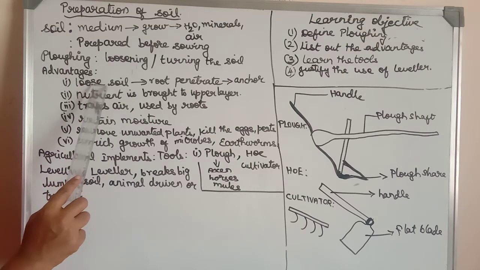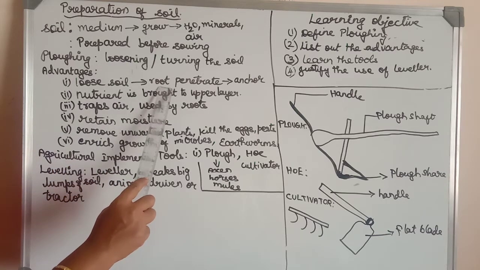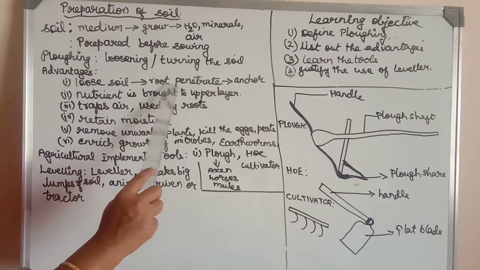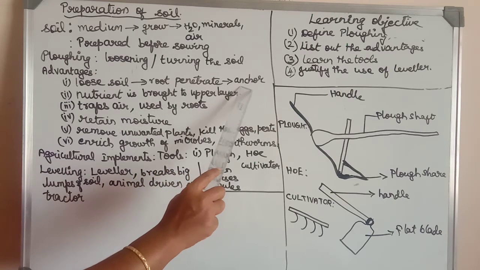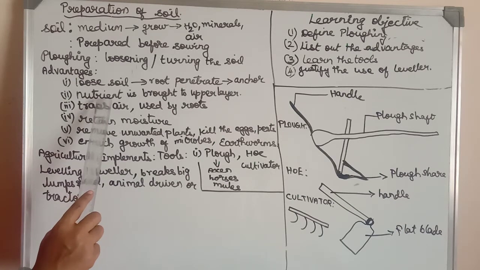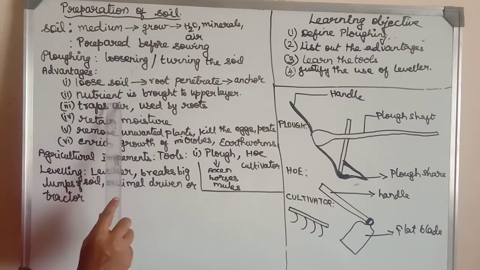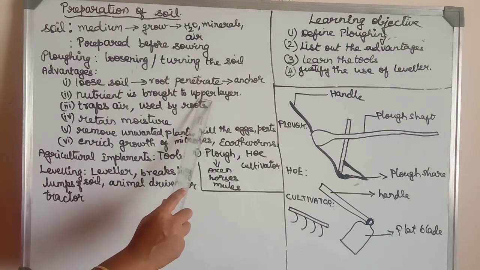Once you plough, the soil becomes loose. As a result, when the seedling grows, it allows the root to penetrate deeper. So, it can hold to the soil tightly. It can anchor to the soil tightly. The second point is, it brings the nutrients to the upper layer where, you know very well, the roots absorb the nutrients from the upper layer of the soil or the humus rich layer. So, the nutrients are directly taken by the plants.